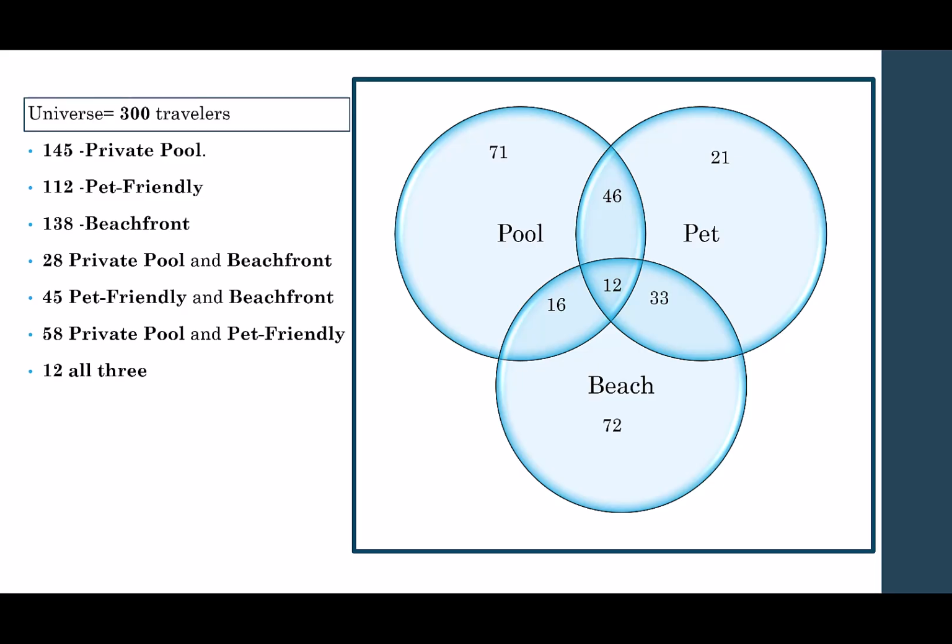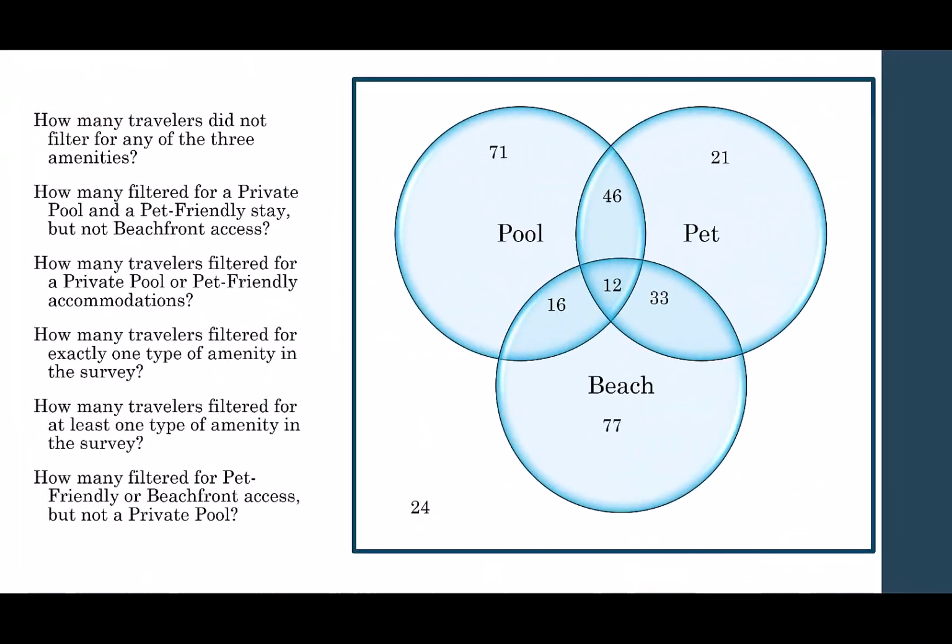Before we move on to our questions, we have to look back at the 300 travelers that we started with, and we want to make sure we account for everyone. So to find how many travelers weren't looking for a pool, pet-friendly accommodations, or beachfront, we just subtract all of those numbers from 300. 300 minus 71 minus 46 minus 16 minus 12 minus 21 minus 33 minus 77 gives us a total of 24 travelers. Now let's put in the questions we want to answer about this information. We'll start with how many travelers did not filter for any of the three amenities. This is the 24 that we found outside of the three circles.